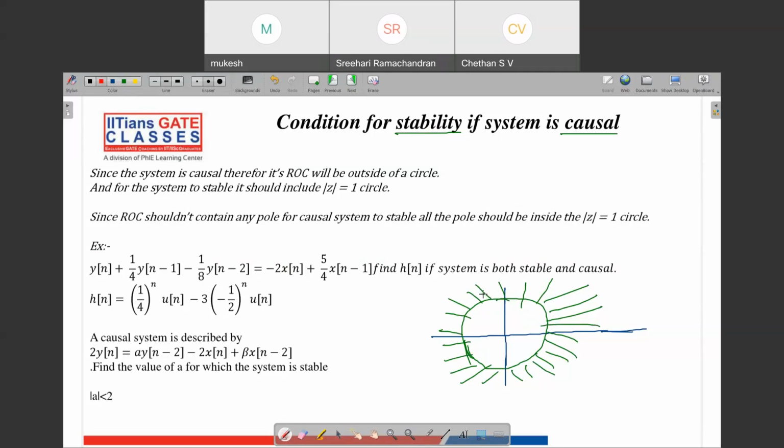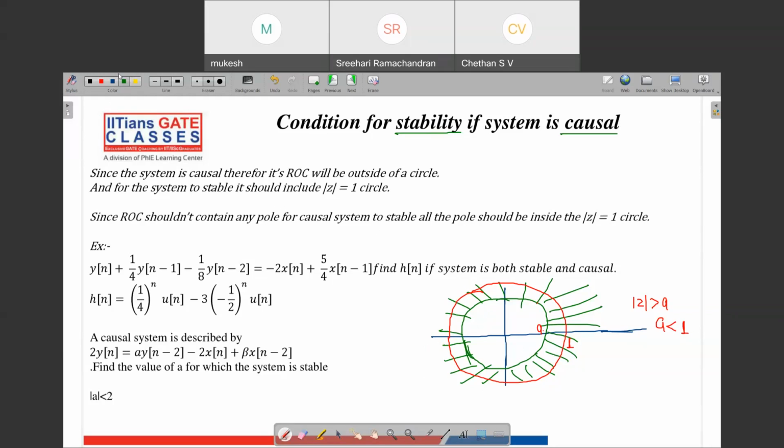Now we know that for the system to be stable, the ROC should contain the z equal to 1 circle. So let's say this is the z equal to 1 circle, this is A and this is 1. Our ROC is in this form, and this is the z equal to 1 circle. So it means that A is less than 1. So if the system is a causal system, then it will be stable only if the ROC contains the z equal to 1 circle, that we know.